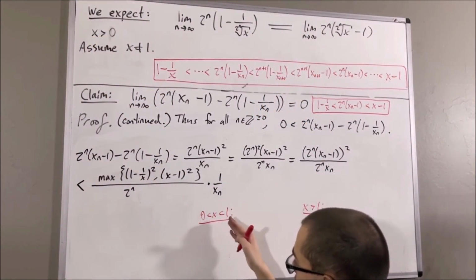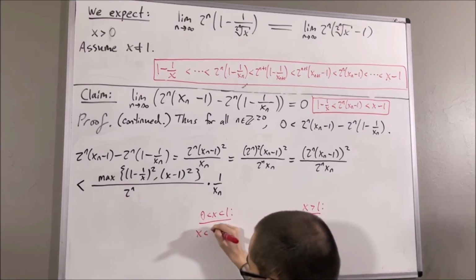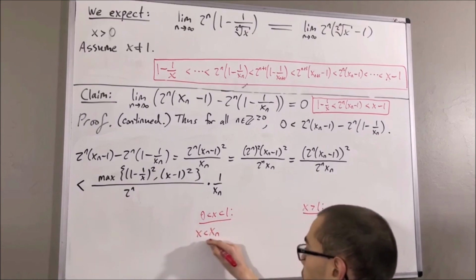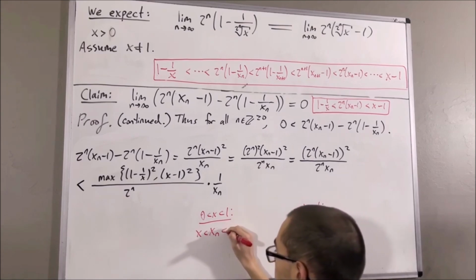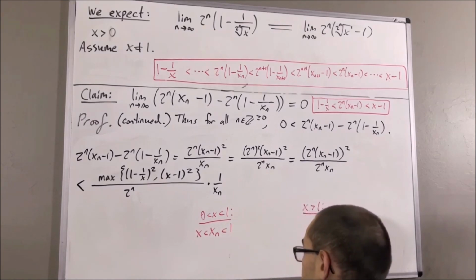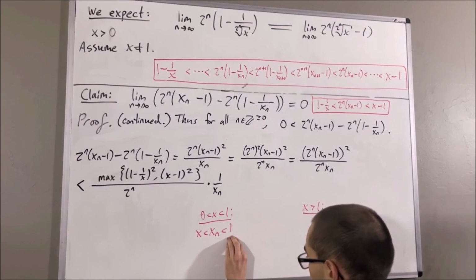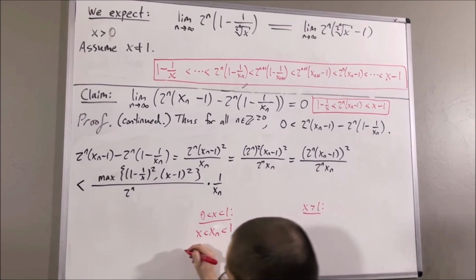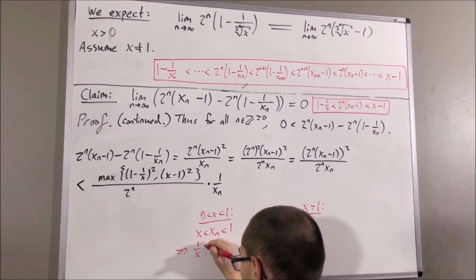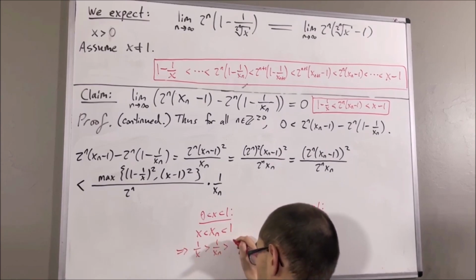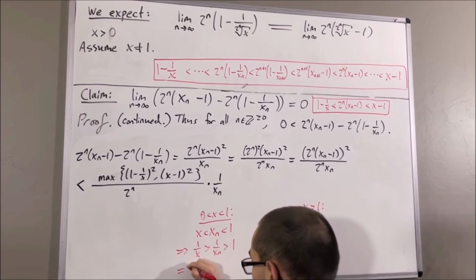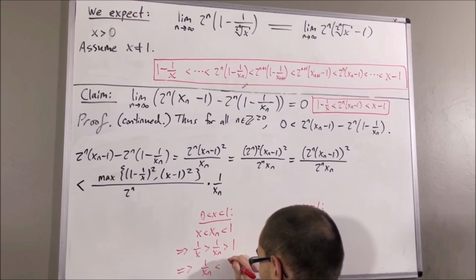If x is between 0 and 1, then when we take the 2 to the nth root of x, it's only going to make it bigger. But it's still going to be less than 1. And so, if we take the reciprocal of all three of these guys, it'll flip the sign of the inequalities, so we get 1 over x is greater than 1 over xn, which is greater than 1. And importantly, we have 1 over xn is less than 1 over x.